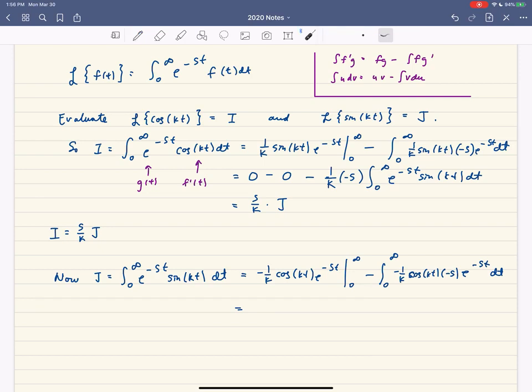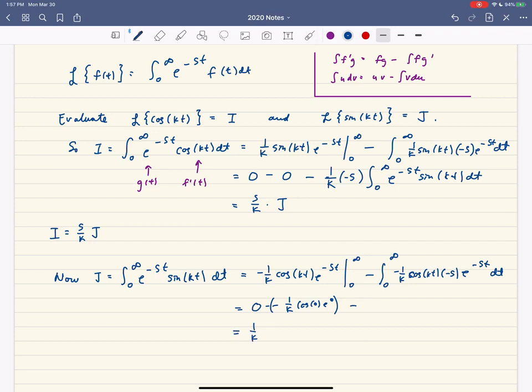For this first expression, as t goes to infinity, this exponential is going to go to 0. Cosine is bounded, so this is going to go to 0 by the squeeze theorem. If we plug in t equals 0, we're going to get cosine of 0, which is 1, and e to the 0. So that's going to be minus 1 over k. Okay, I'm sorry, we're subtracting it, so that makes it minus a negative 1 over k, so that's plus 1 over k.